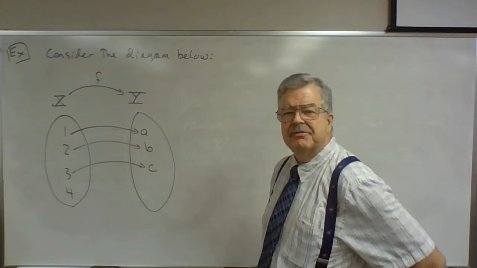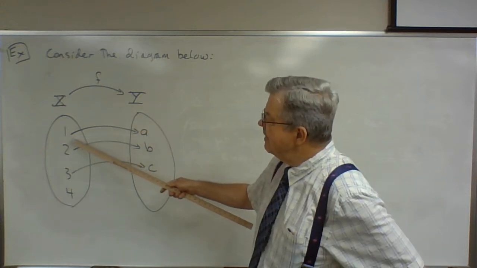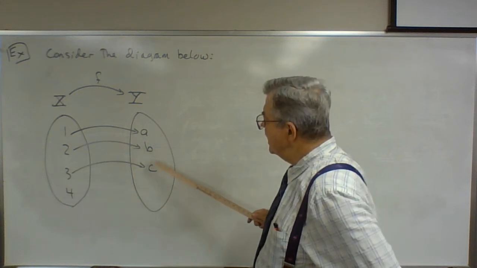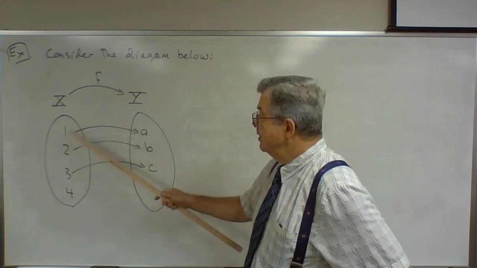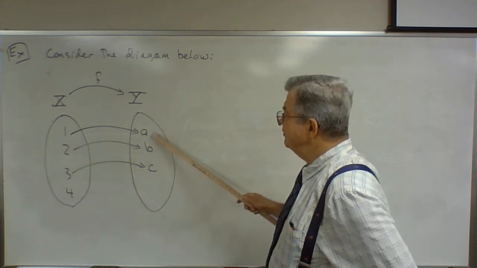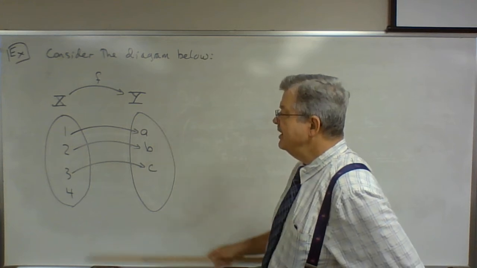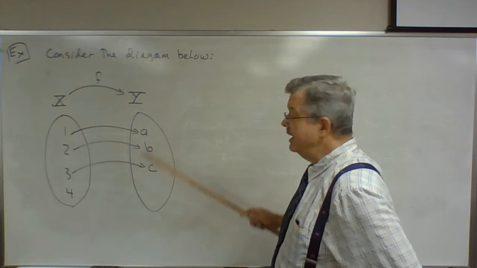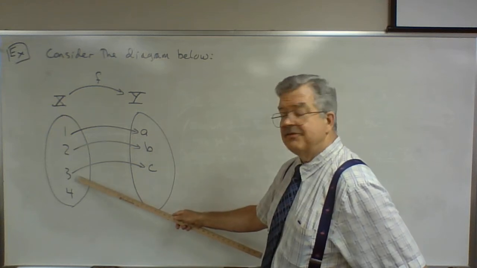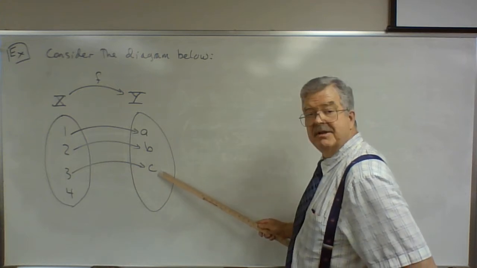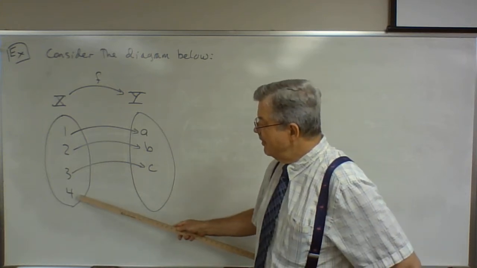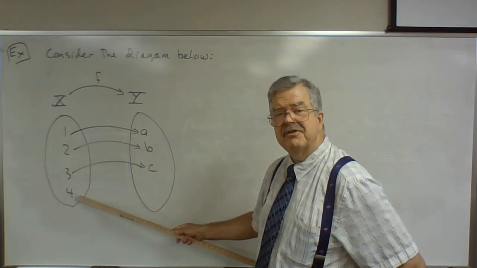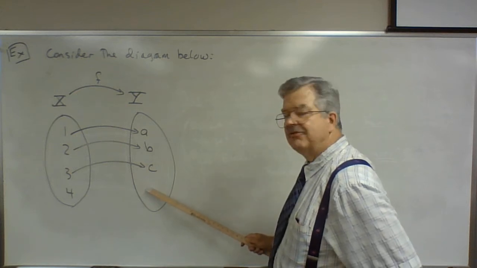If it does, if F is a function, then every element in set X is assigned exactly one element in set Y. The element 1 in set X is assigned exactly one element in set Y. The element 2 in set X is assigned exactly one element in set Y. The element 3 in set X is assigned exactly one element in set Y. The element 4 in X is not assigned any element in set Y.